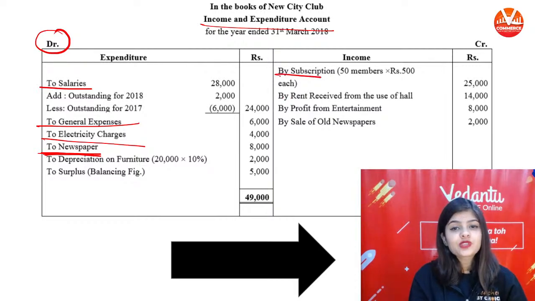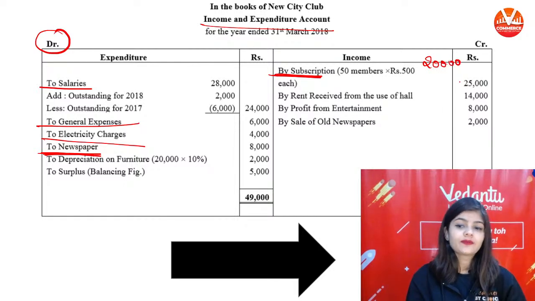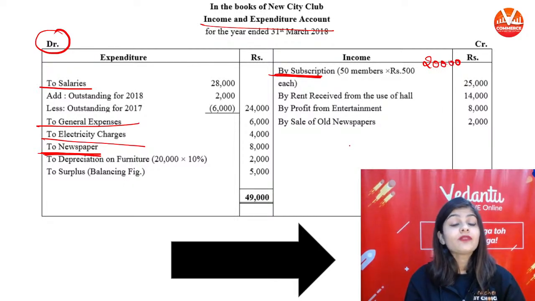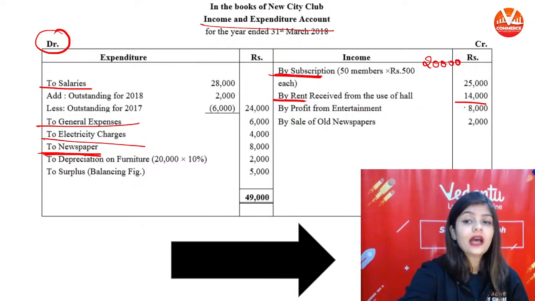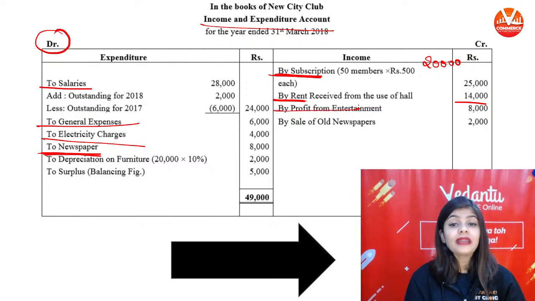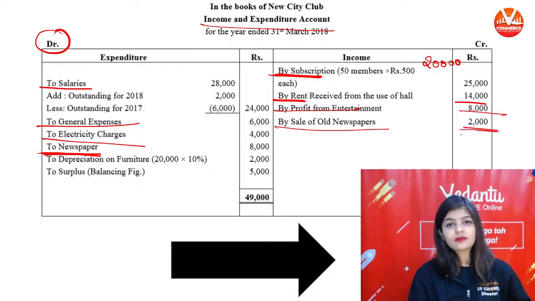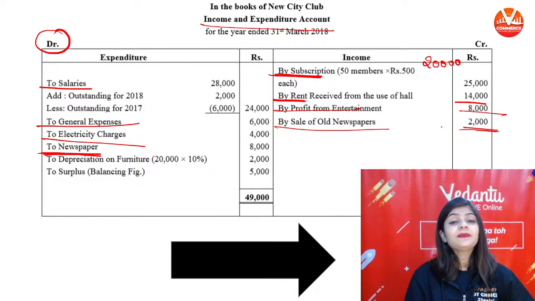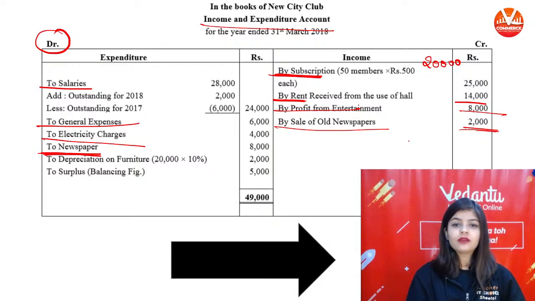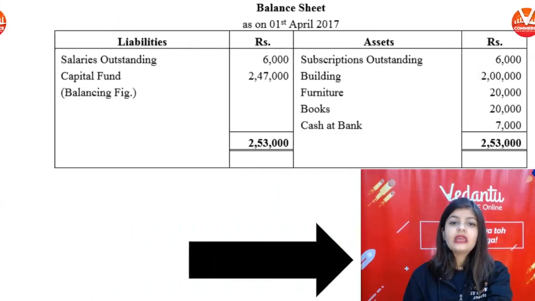On the credit side, you will record all the income. By subscription: subscription for the current year was 20,000. Rent 14,000. Profit from entertainment 8,000. Sale of old newspaper 2,000. These are the items of the receipt and payment account that we have recorded in the income and expenditure account. Now, after recording these items, we will read the additional information.